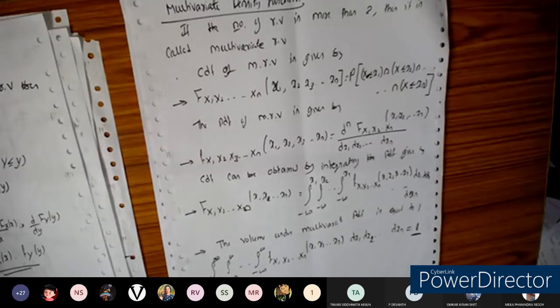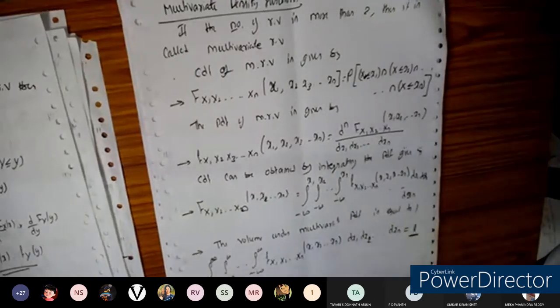So the volume under the PDF is equal to 1. Done, right? Okay, fine. Now, this is for the multivariate random variable.